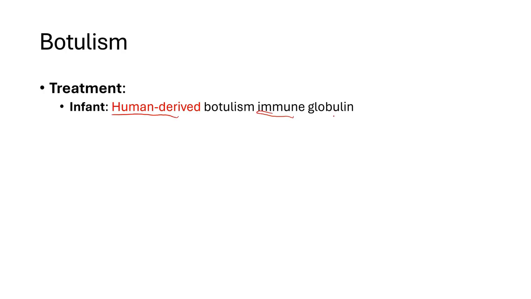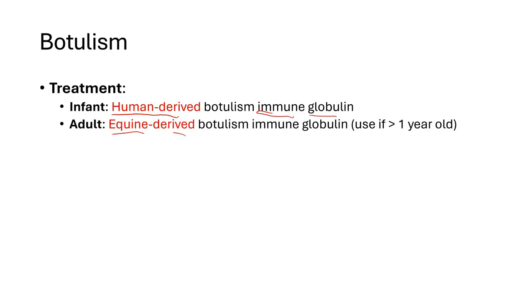Now, how exactly do we treat botulism? This is going to be dependent on if you're an infant or if you're an adult. For infants, you use human-derived botulism immunoglobulin. For adults, we'll use equine-derived botulism immunoglobulin. This immunoglobulin for adults is used if you're greater than 1 year of age.